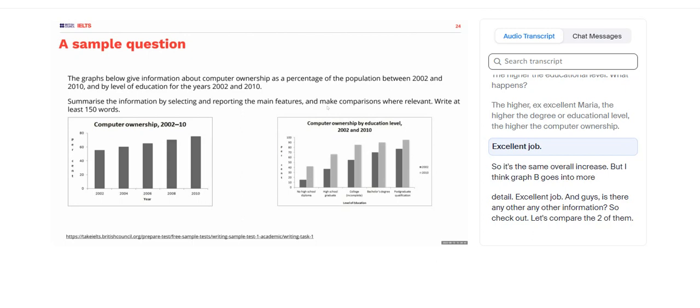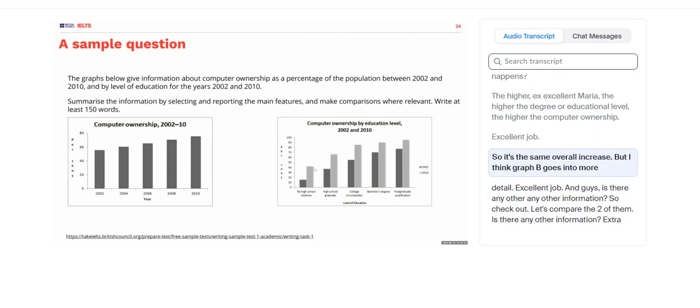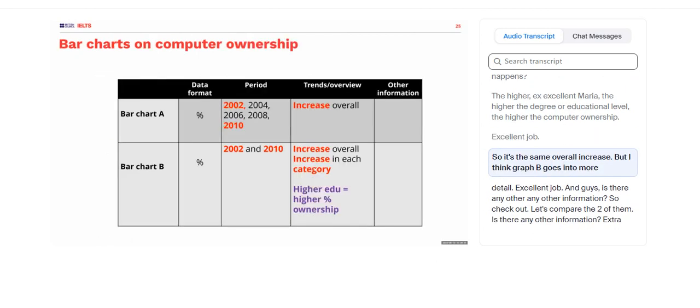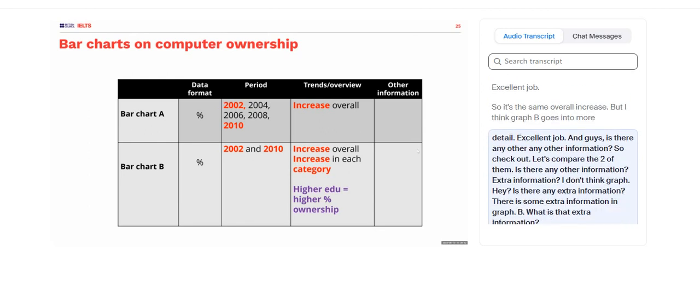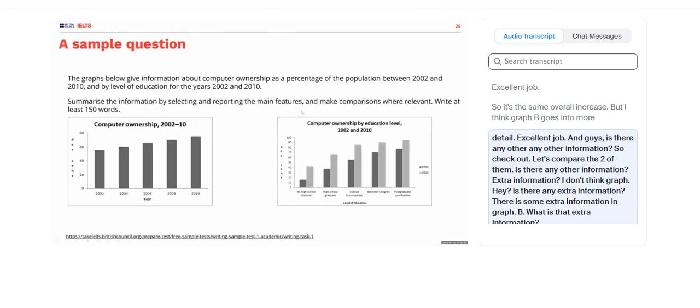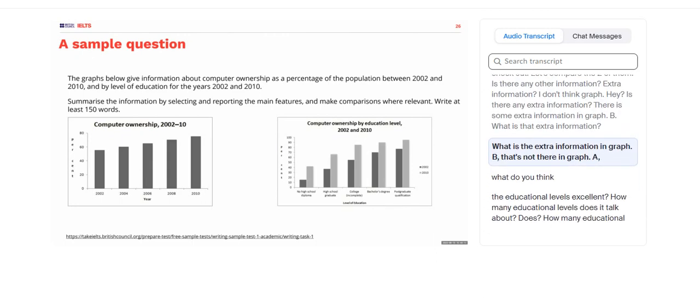Excellent job. So it's the same overall increase, but I think graph B goes into more detail. And guys, is there any other information? Let's compare the two of them. Is there any other information, extra information? I don't think graph A has any extra information. There is some extra information in graph B. What is that extra information? What is the extra information in graph B that's not there in graph A?